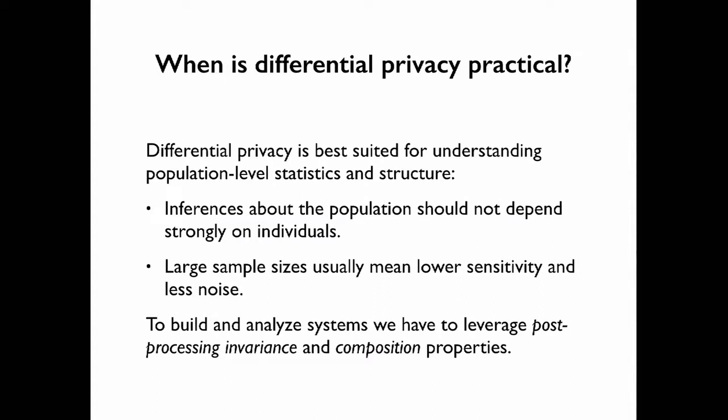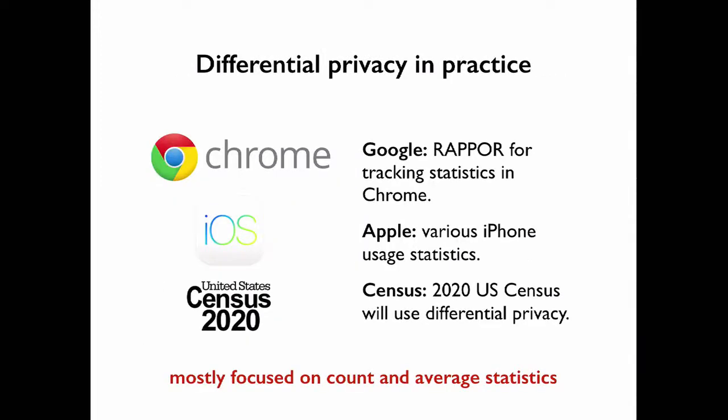And so in a lot of modern machine learning applications, we do have really large data sets, right? So we have really large sample sizes, which is in fact a good thing for privacy because it means that we can get a good privacy accuracy trade-off when our sample sizes are large, okay? And also, to build and analyze large machine learning systems and pipelines, we have to leverage post-processing invariance and composition properties.